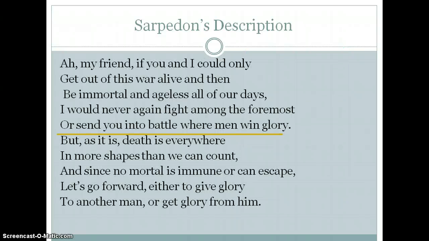First and foremost, my friend, if you and I could only get out of this war alive, then be immortal and ageless all of our days, I would never fight again among the foremost, or send you into battle where men win glory. But as it is, death is everywhere, in more shapes than we can count, and since no mortal is immune or can escape, let's go forward, either to give glory to another man, or to get glory from him.